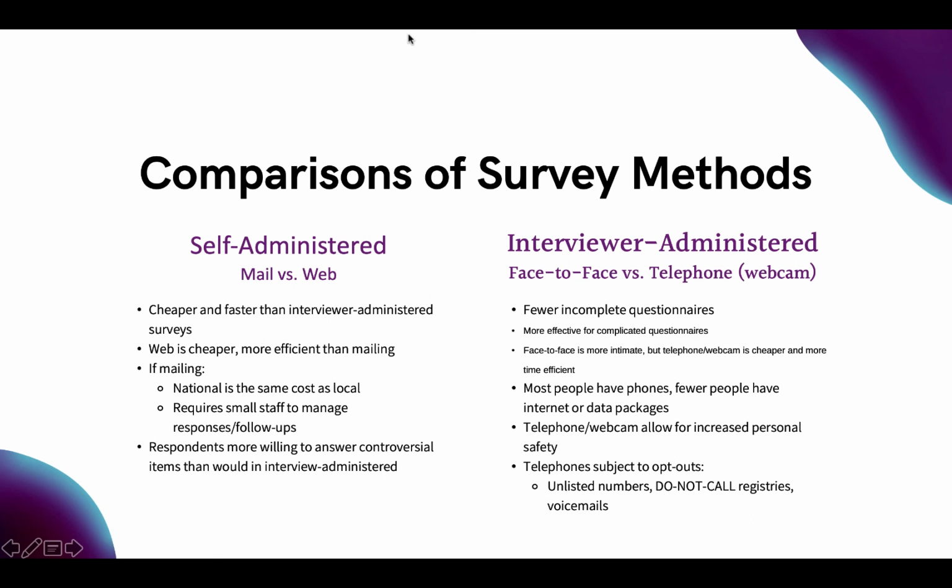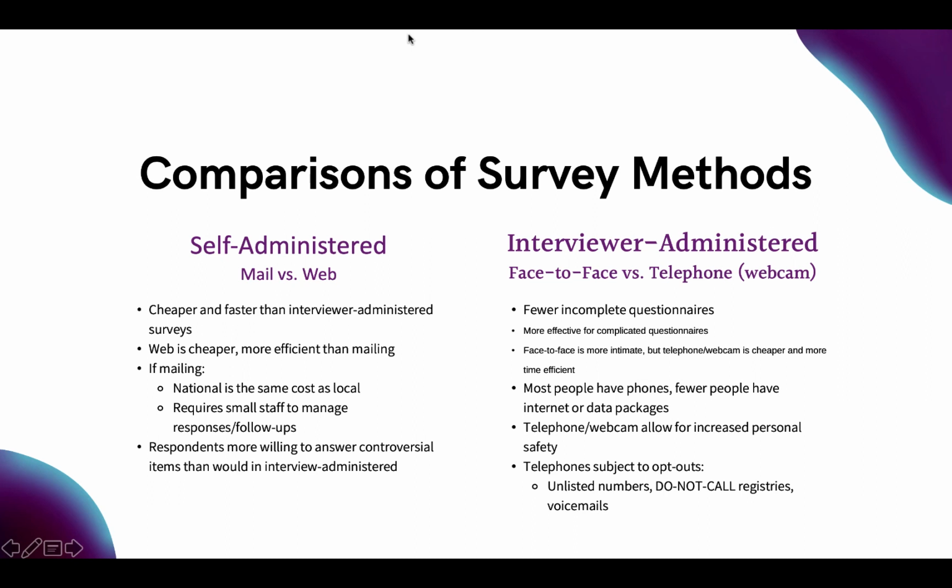However, telephone or webcam is going to be cheaper and more time efficient because you're not having to go and physically meet up with this person. When comparing telephone to webcam, we know that most people have phones, fewer people have internet or data packages, so it might be particularly important for your research purposes to use telephone methods over webcam methods. The telephone or webcam method, when compared to face-to-face interviewer-administered surveys, is going to be safer. And this is because you're not going into someone's physical space or home to interview them. There's distance between the interviewer and the participant.